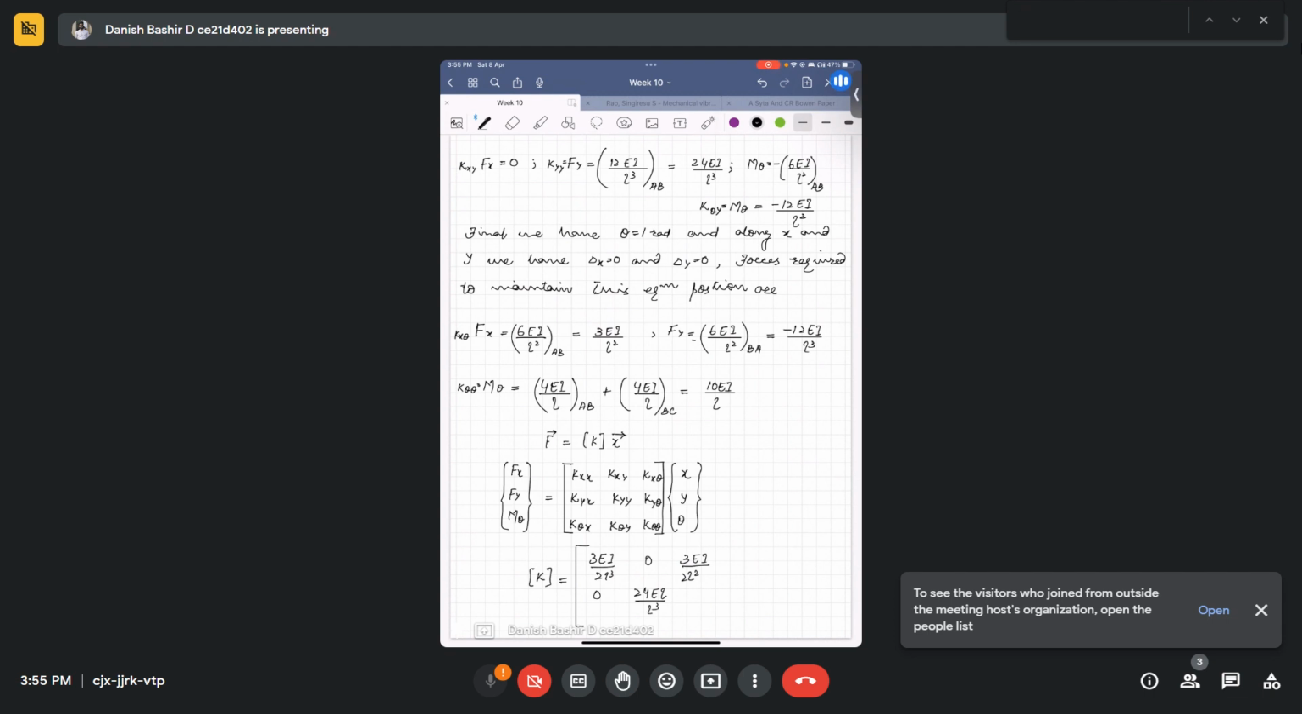This will be minus 12 EI by L square. Okay, so this will be equal to 3EI by 2L square. Okay, this will be here like this, and this will be symmetric, minus 12 EI by L square, and this will be finally equal to 10 EI by L. Okay, here is the 10 EI by L. You people will be getting it easily from this.